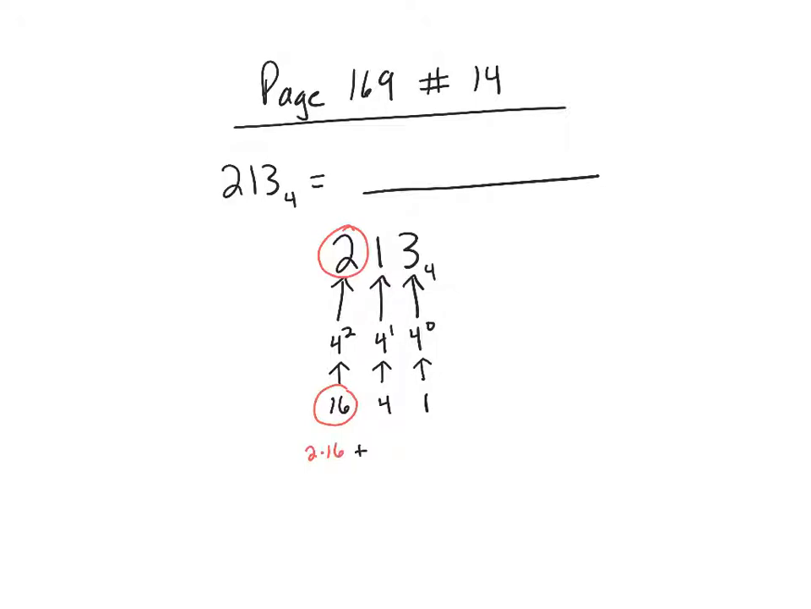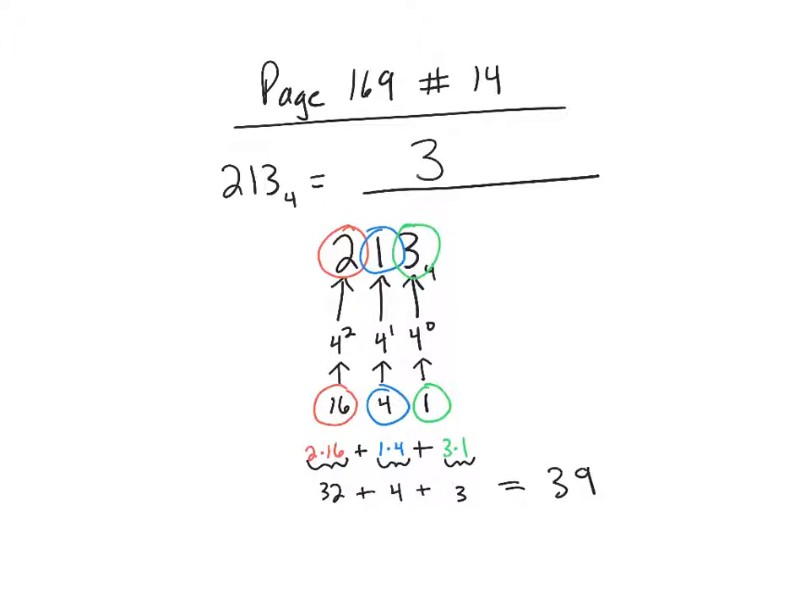Then I'm going to add to that 1 4, and 1 4 would be 4. Then I'm going to add to that 3 1s, so 3 times 1. So when I go back and put these together, if I have 2 16s, that's 32. If I have 1 4, that's 4, and if I have 3 1s, that's 3. When I add all those together, I get 39. So in base 10, that number equals 39.